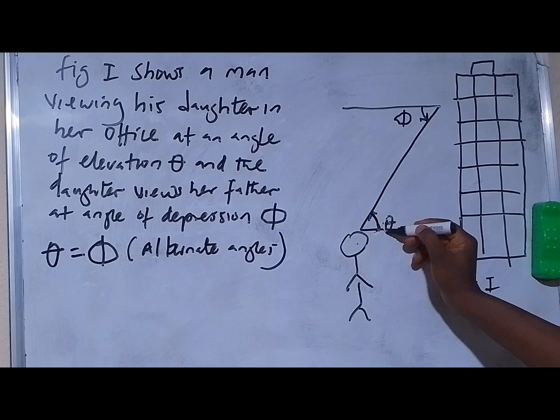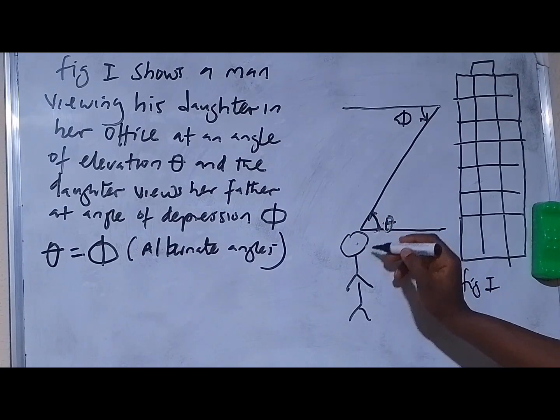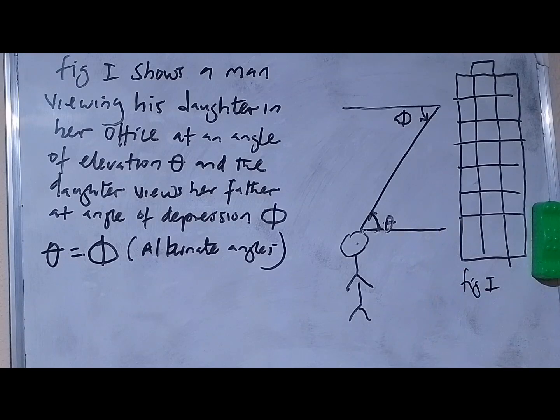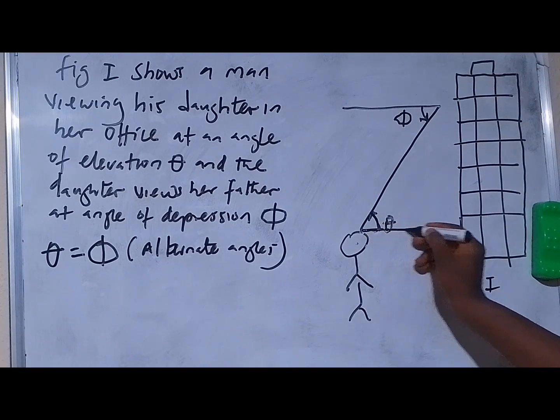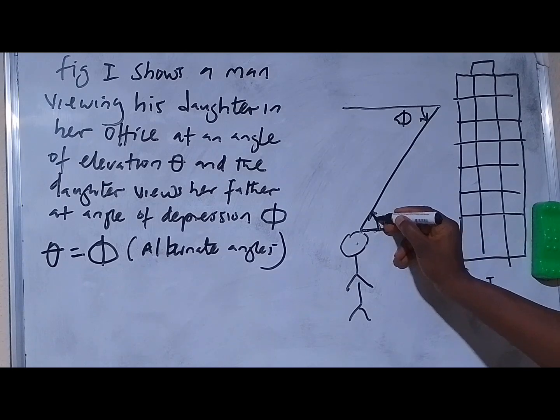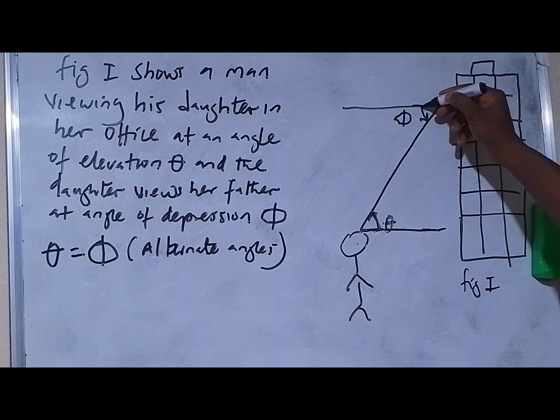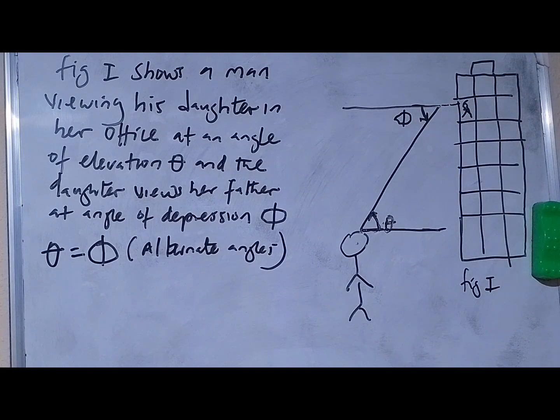This is the angle of elevation. From here, this is the eye, the person's eye. You understand? This is the normal viewing. Here is the angle of what? Elevation. Here also, see where the person is seated in his office. Here is the normal viewing. This is the angle of what? Depression. Are you getting me?